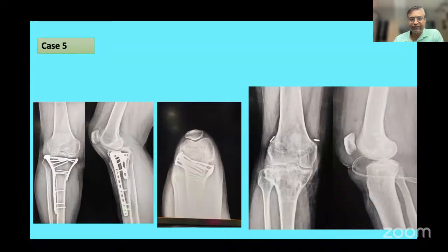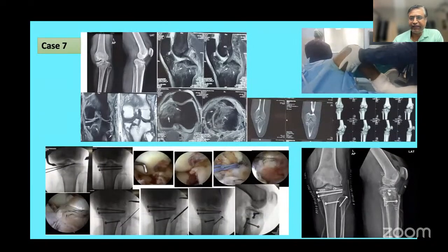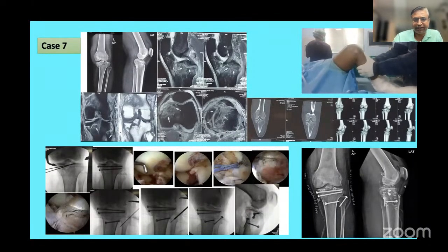So this is the case which I showed, who presented to us in a delayed fashion, and you can see this patient underwent meniscus repair and both ACL and PCL reconstruction in a single stage. And this is almost 6 years now. He is doing great. He has not come back with any kind of problem, though he had some cartilage issues, but at least he now has stability.